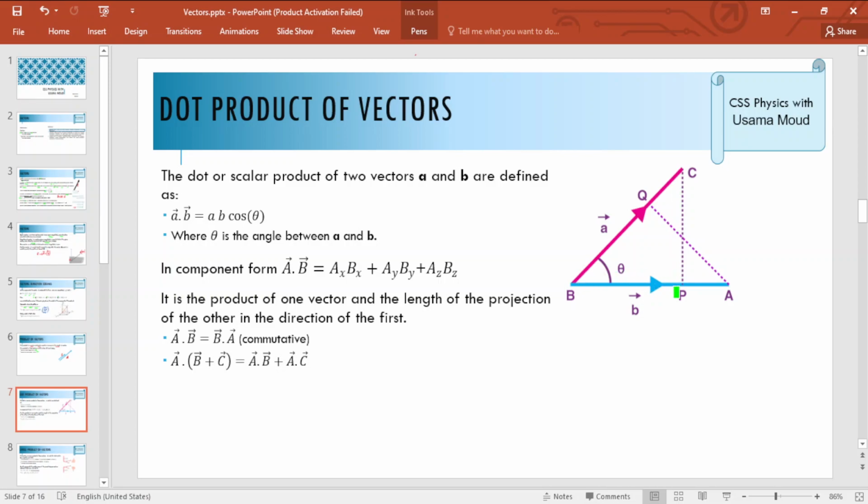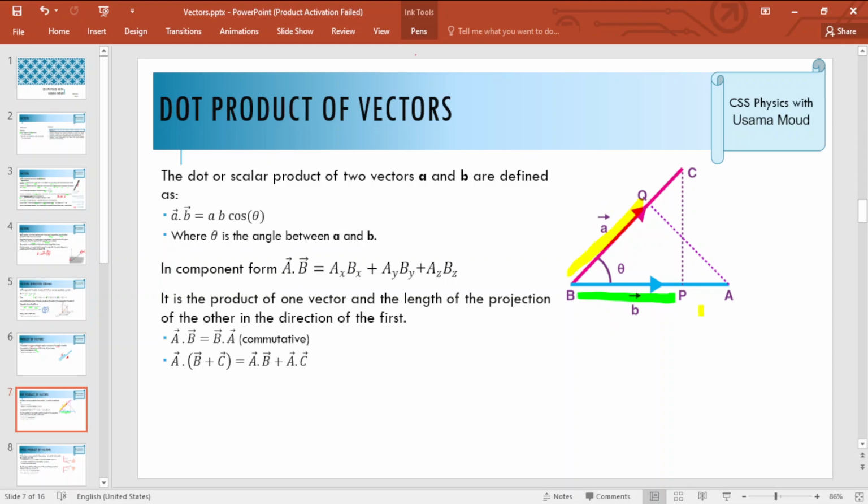See this part from here to here, we can say that this is the horizontal component of a, or we can say that this is the projection of a in the direction of b. So when we multiply the projection of a in the direction of b with b, that is actually the dot product. Similarly, if we take the projection of b vector in the direction of a, which we can represent by this yellow line, this is the projection of b in the direction of a, right?